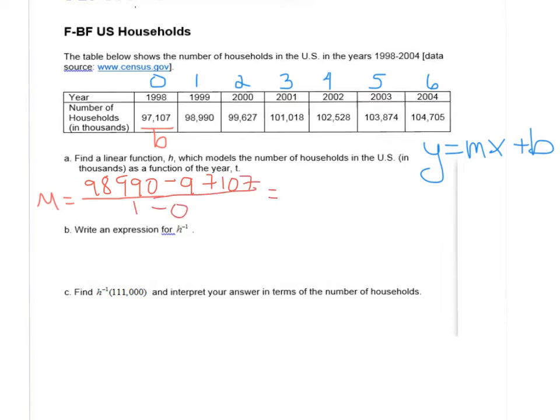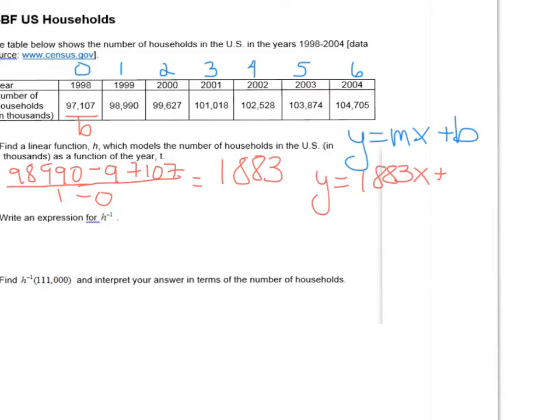And that gives us 1,883 households per year. So to write my equation, that's going to be y equals 1883x plus 97,107.